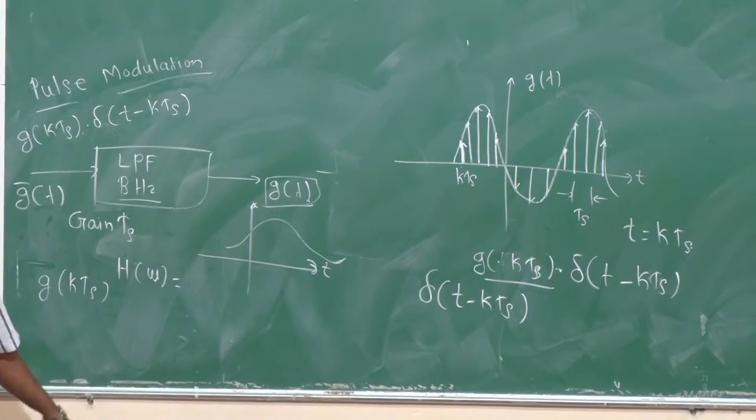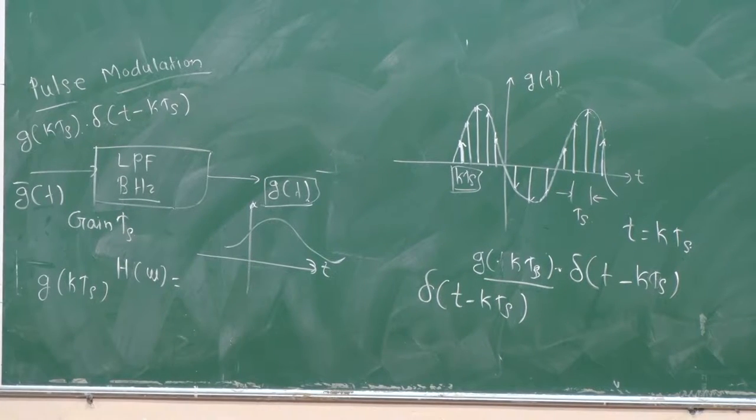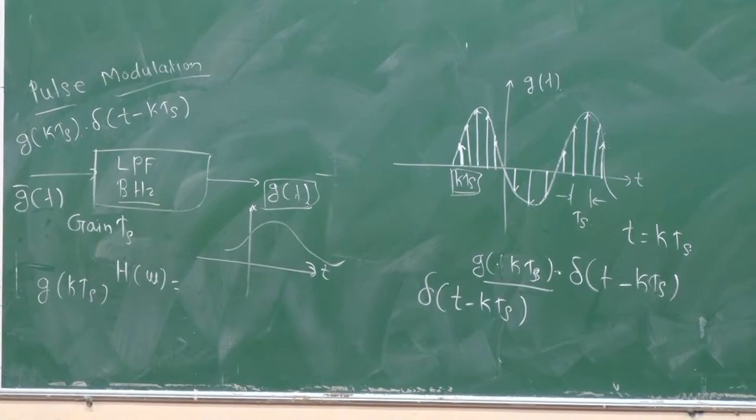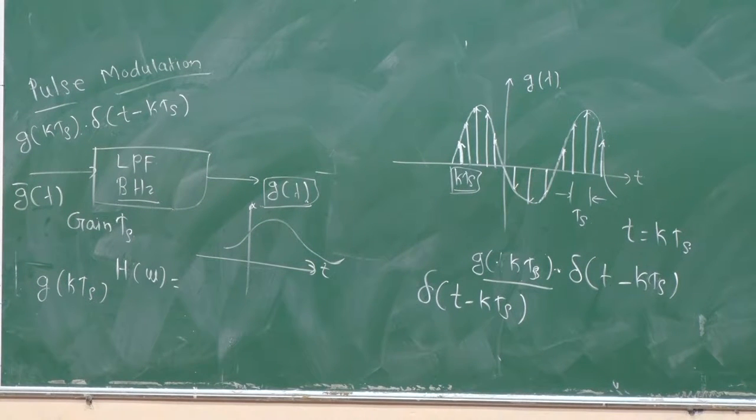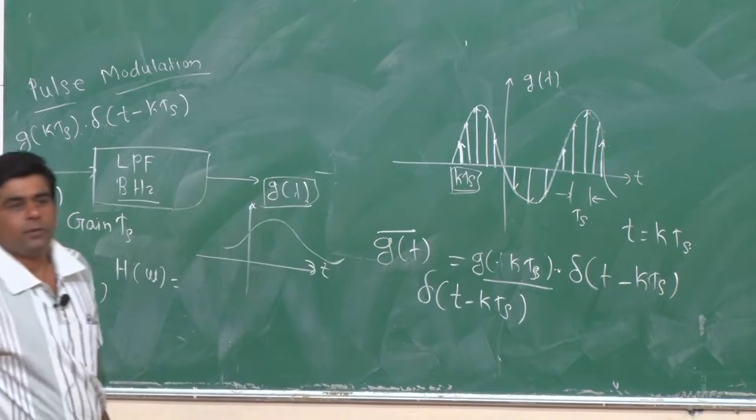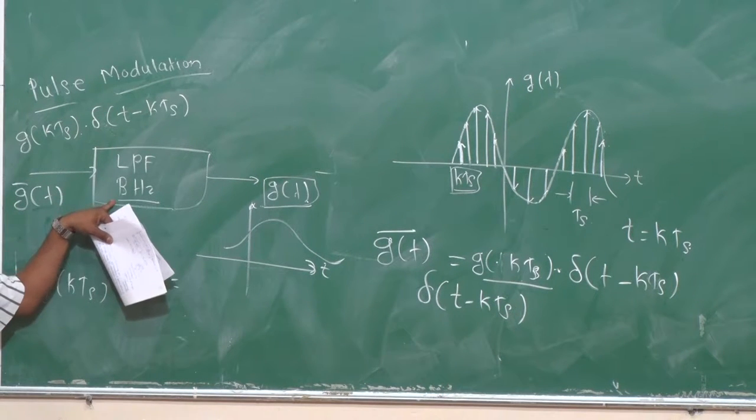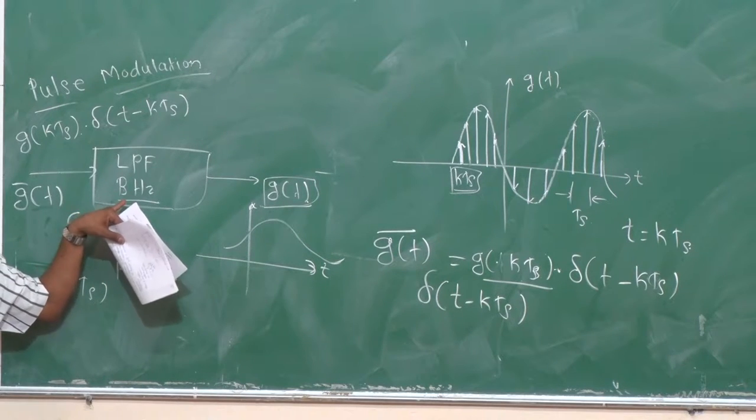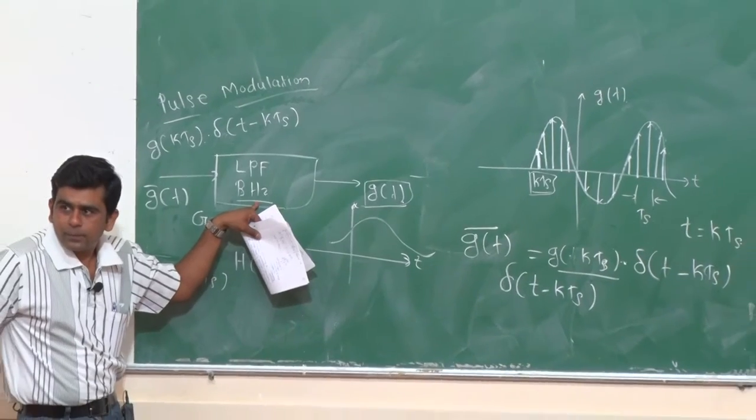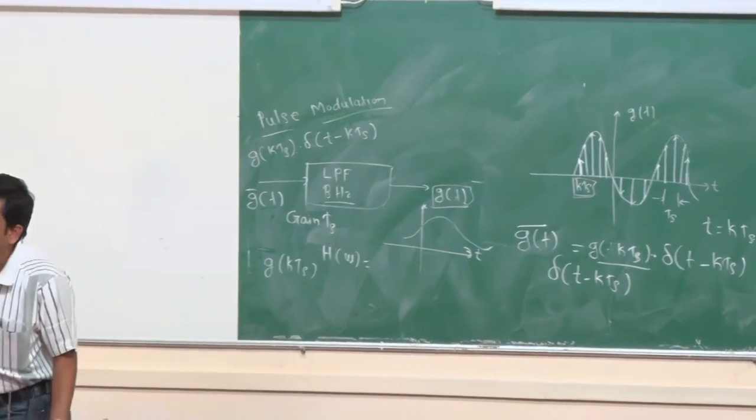So at this time k Ts, we are having one sample value from g of t. At this point we are having one impulse function with height of sample value. So this is nothing but g of t bar. Such a signal is given to your low pass filter, whose bandwidth is capital B hertz and whose gain is capital Ts.